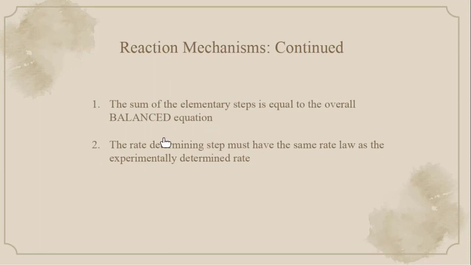And then the second rule is that your rate determining step must have the same rate law as the experimentally determined rate. So for example, if your slowest step gives you a rate law that has an intermediate in it, you might have to do some substitution in order to get rid of your intermediate and make it equal the experimentally determined rate. Because your experimentally determined rate is not going to have an intermediate in it. And we have an example problem at the end of this where you'll have to do some substitution to make them equal. So don't worry, we'll get some practice with that.